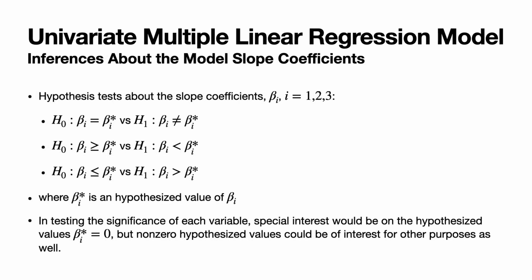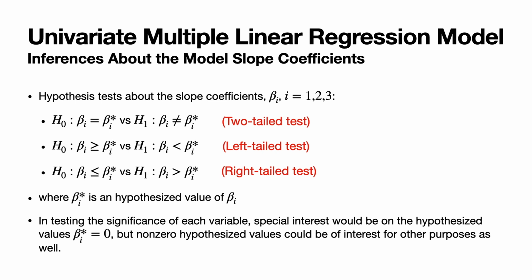Now, there are a number of types of inferences that we may want to make about a univariate multiple linear regression model. In particular, we would want to test hypotheses about the various slope coefficients, beta 1, beta 2, and beta 3. We could perform a two-tailed test, a left-tailed test, and or a right-tailed test for each of the 3 slope coefficients, where beta i star is some hypothesized value of beta i.